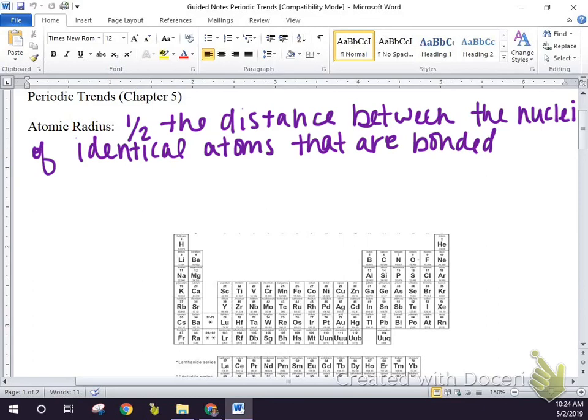Okay, so let's think about a couple things with this. Half the distance between 2 identical atoms. Why do they have to be identical atoms? Because then they have the same radius. Yeah, then they have the same radius. Exactly. So half the distance between identical atoms.